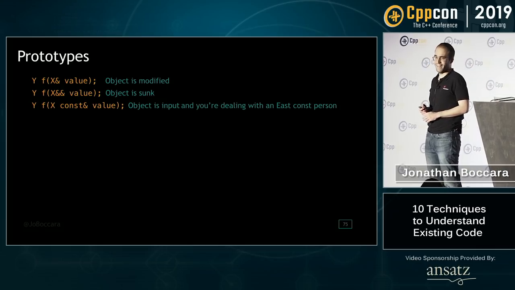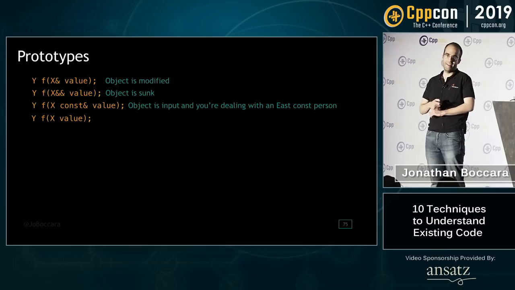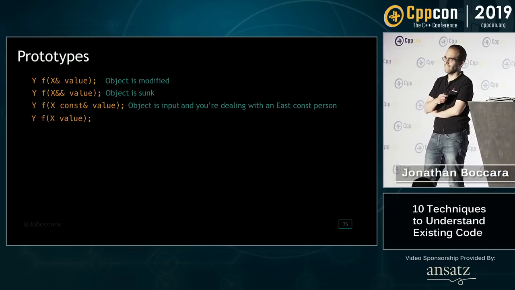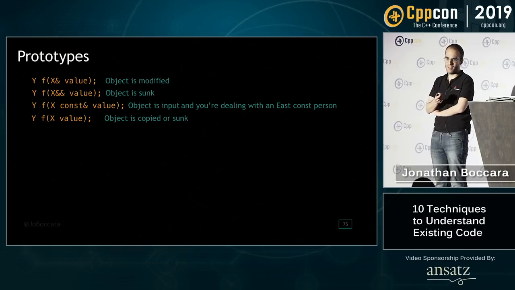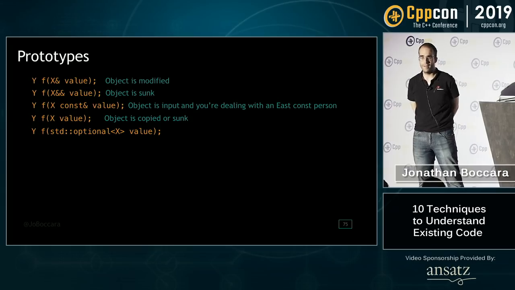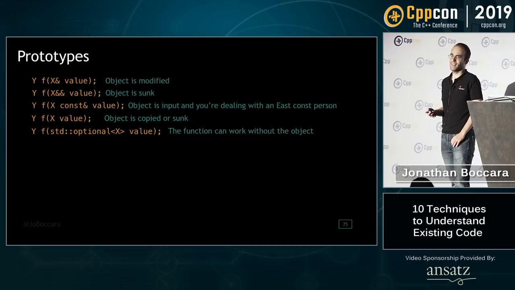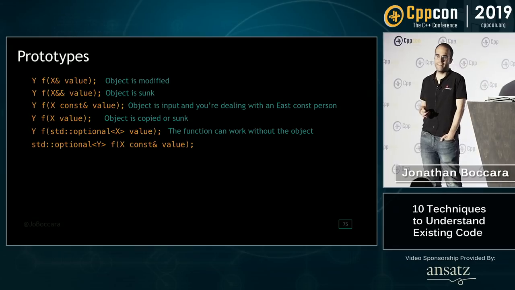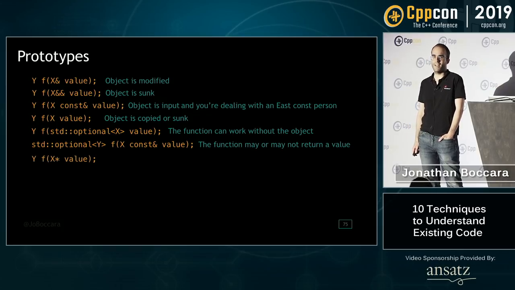How about... You need to know that, right? That one. I think I heard it. So it can be copied or sunk, depending on whether we pass an L value or an R value. But that's what the prototype is saying. How about that one? Yeah, it's optional. I'll say it differently: the function can work without a value. How about this one? Yeah, it may or may not return a value. This one? Optional.